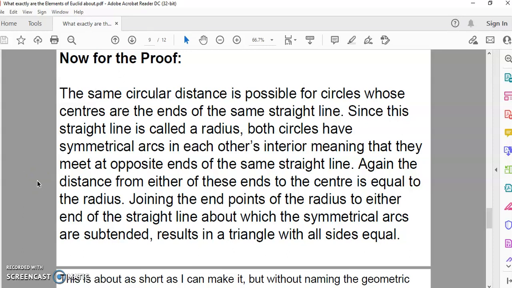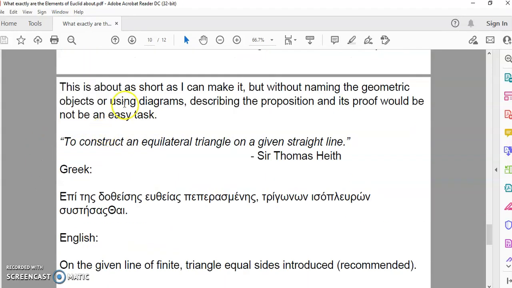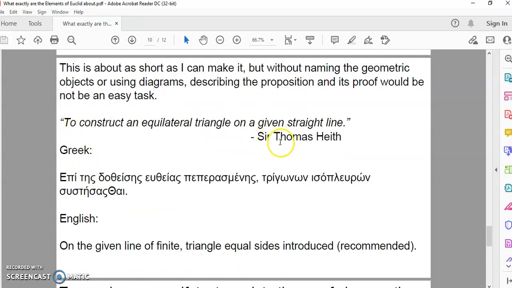So joining the endpoints of the radius to either end of the straight line, about which the symmetrical arcs are subtended, results in a triangle with all sides equal. So that proof is about as short as I can make it. But without naming the geometric objects or using diagrams, in other words, describing the proposition and its proof would not be an easy task. So Thomas Heath said to construct an equilateral triangle on a given straight line.